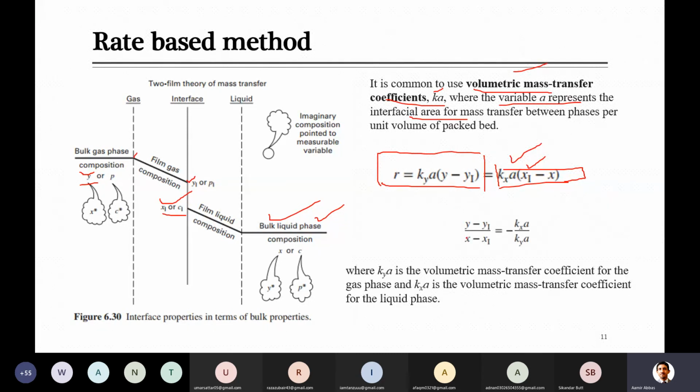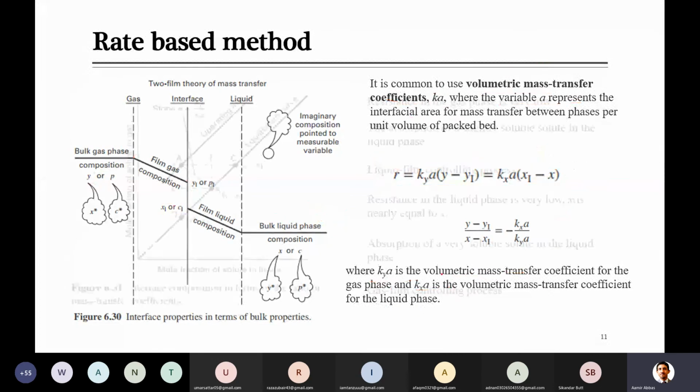You can just rearrange this equation, because both are equal to the rate of transfer of any species. The rate of transfer of that species from the gas will be equal to the rate of transfer of that species to the liquid. Definitely they are equal, so we mention that the rate is equal for both. You can rearrange this equation in this form, where Kya is the volumetric mass transfer coefficient for the gas phase side, and Kxa is the volumetric mass transfer coefficient for the liquid phase side.